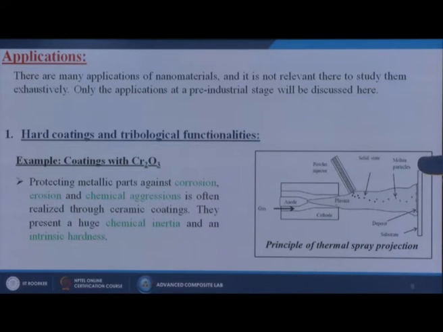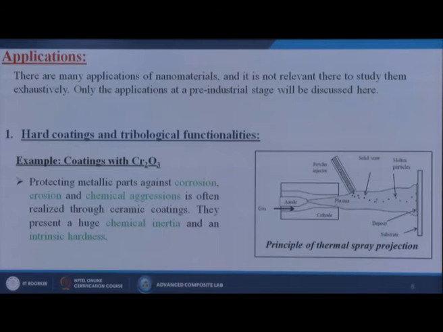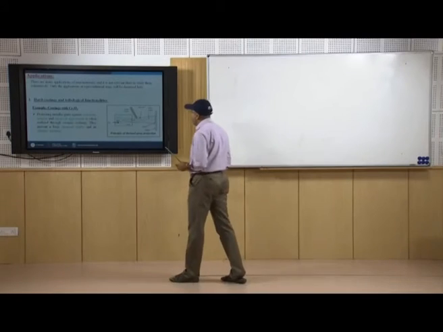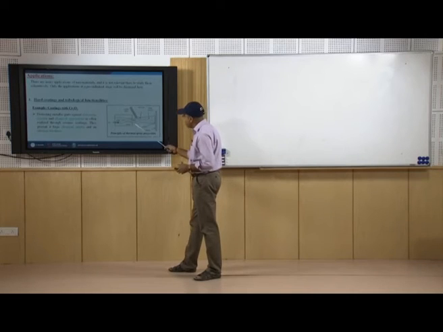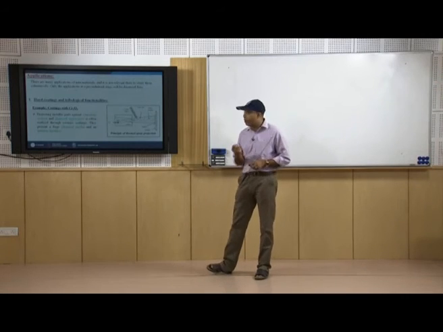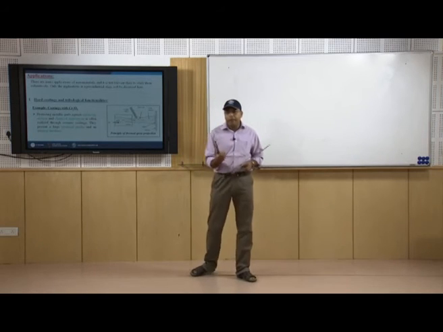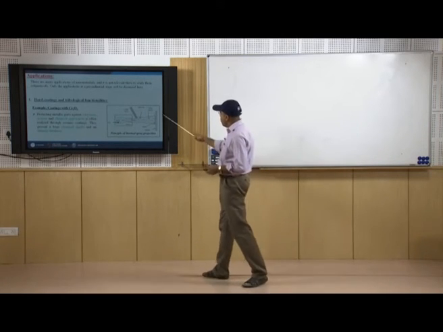So using these techniques, we can do hard coating and obtain the tribological functionalities. First one is the coatings with chromium oxides. Here we are doing thermal spray projection of our nanoparticles. We have the anode and cathode. We apply the gas, and it is ionized into plus ion and minus ion, and a high velocity plasma is forming. In this plasma we put the powder, that means the particles which we are going to coat onto our substrate. Through this temperature the powder particles get melted, and then they deposit onto our substrate itself.